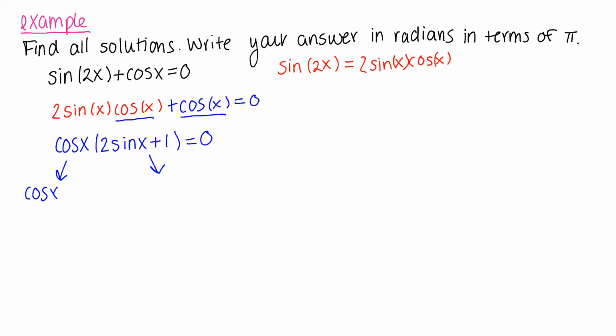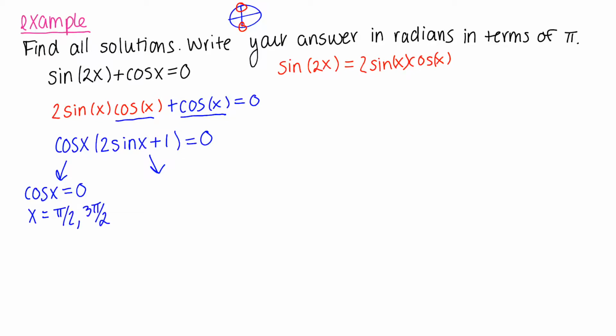So cosine x equals 0. Once again, remember looking at your unit circle, the x-coordinate is 0 up and down, so at pi over 2 and 3 pi over 2. So x equals pi over 2, 3 pi over 2.